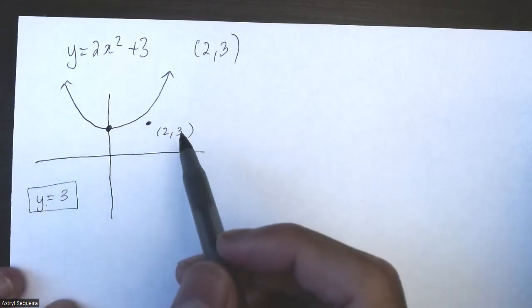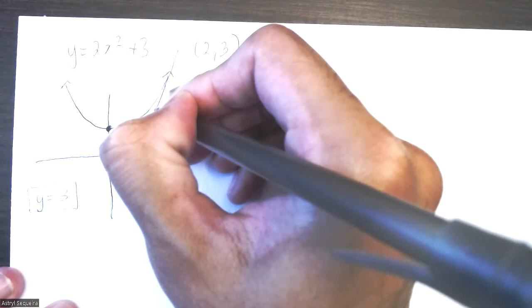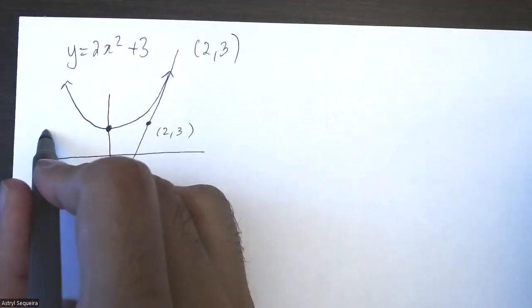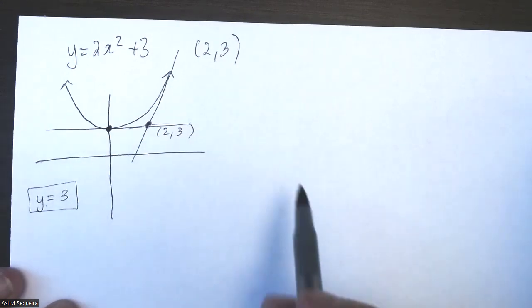Now, you have potentially multiple lines. For example, you could have a second tangent line that goes through this over here. So we have one tangent line here. We have one tangent line here. We want to find the equations of these tangent lines.